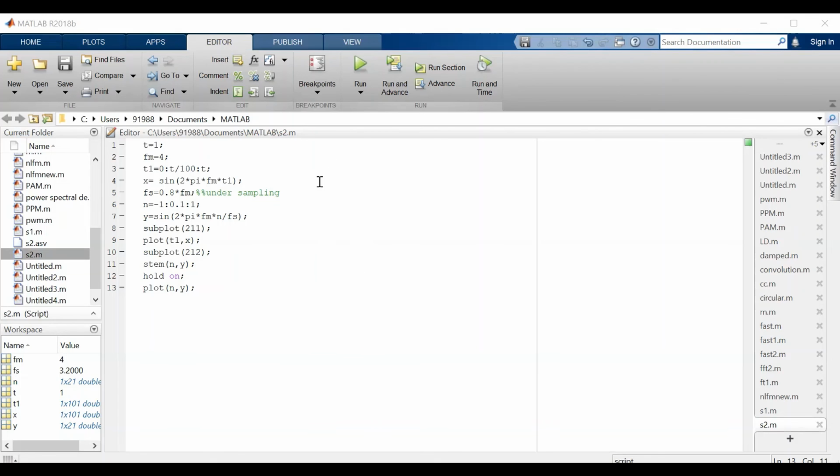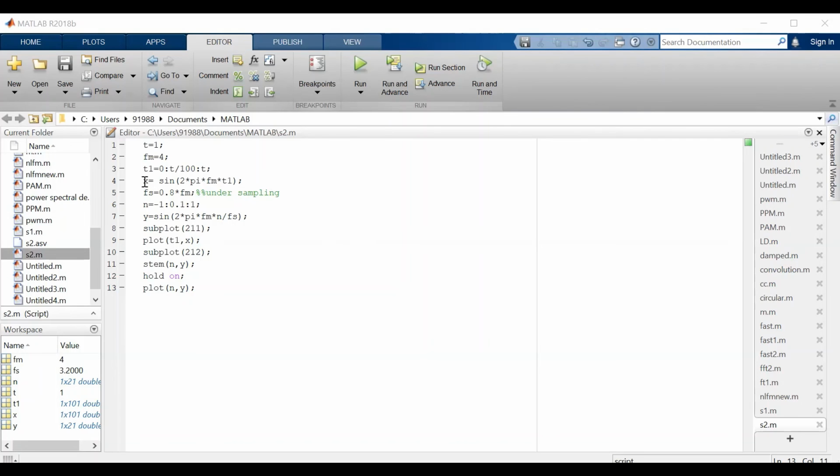And we have learned about undersampling and oversampling. What happens when we undersample or oversample the original signal? What is the possibility of reconstructing, and how does the signal look if we go for undersampling or oversampling? Now the sampling theorem and its MATLAB code.